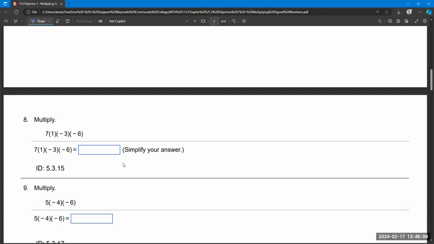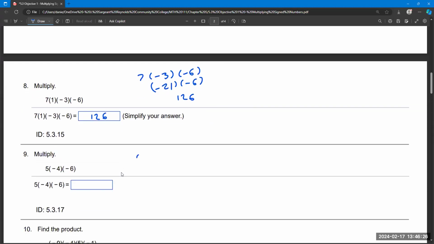One times 7, 7 times -3 times -6. 7 times -3 is a -21. Times a -6 is going to be a positive 126. 5 times -4 is -20. Times a -6 is a positive 120.